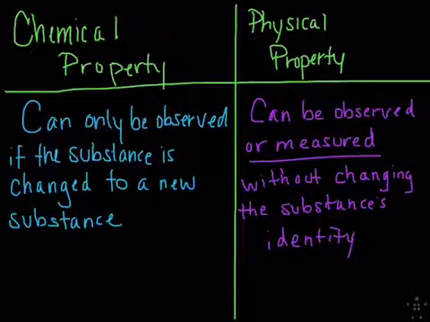Physical properties can only be observed or measured without changing the substance's identity. It's kind of like when you observe them with your senses. If you can see it, if you can touch it, if you can hear it, things like that. So physical properties are things like color, size, shape, state of matter, but they can also be measured. So it's also things like density and boiling point and melting point, because any of those examples that I said do not change the substance at all.